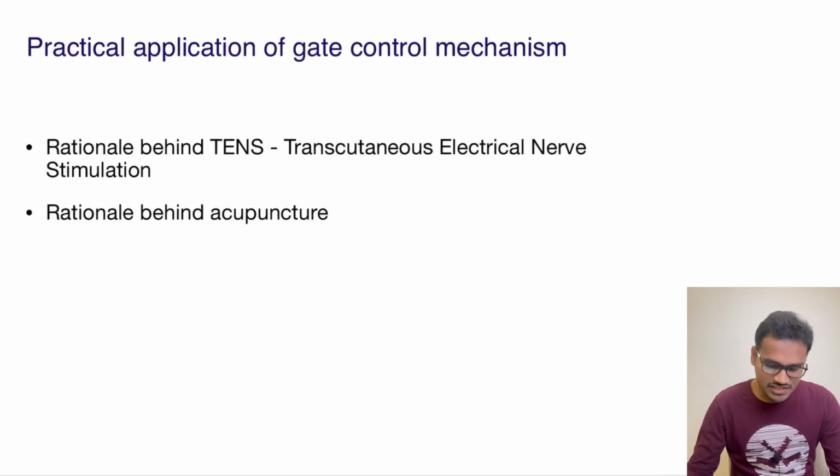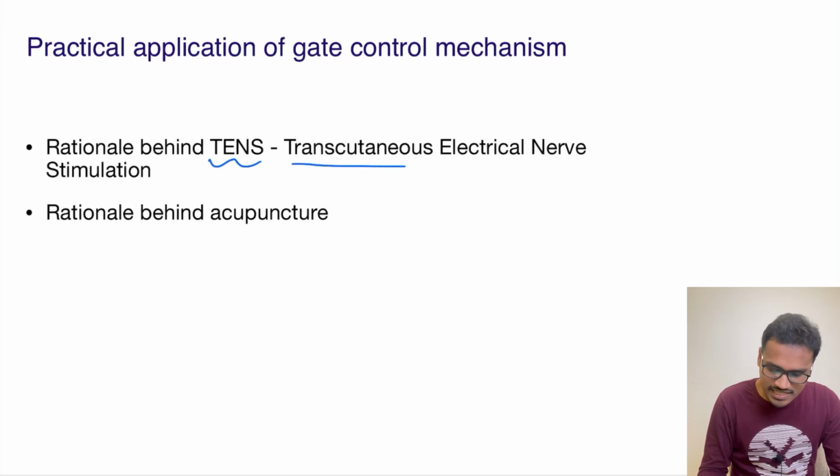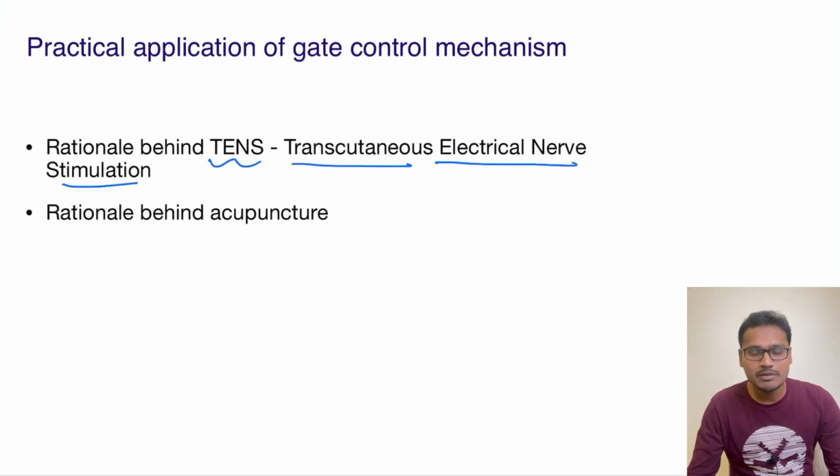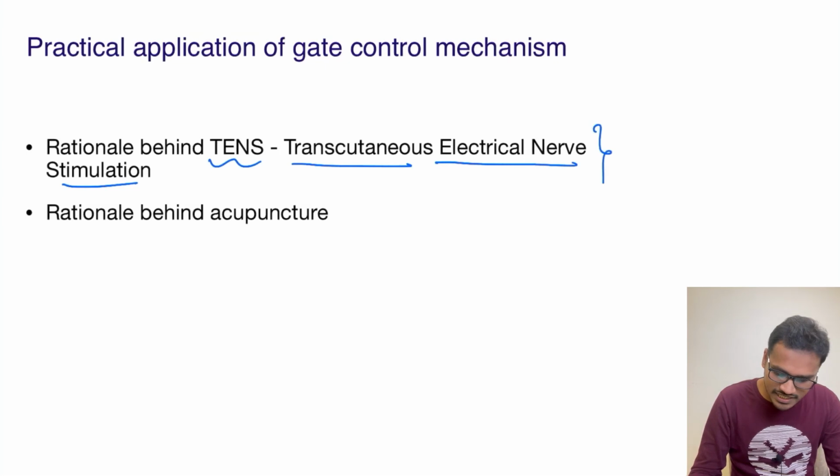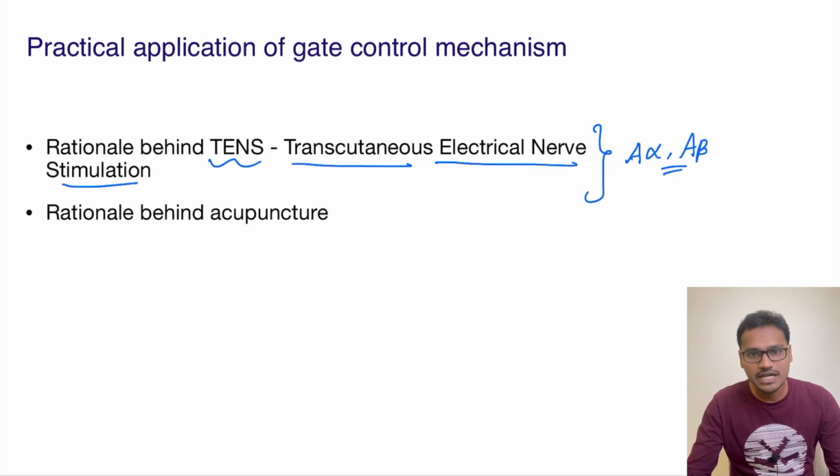So what is the advantage of this? The advantage is that it is behind all the mechanisms like acupuncture as well as TENS. What is TENS? TENS is transcutaneous electrical nerve stimulation. In cases of extremely painful conditions, acupuncture and TENS help. What they basically do is stimulate our A alpha and A beta fibers. When they get stimulated, the pain pathway is gated, which gives relief from the pain.